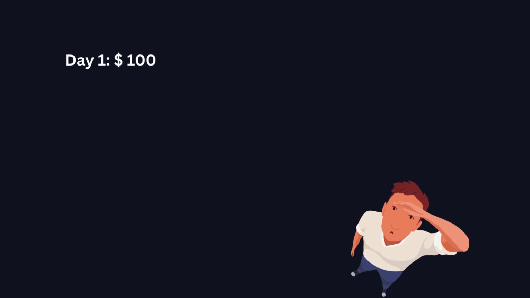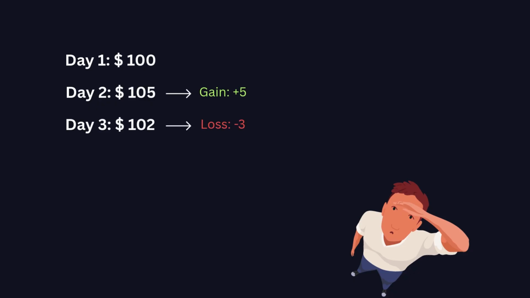So day 1, $100. Day 2, $105. That's a gain of plus 5 points. Day 3, $102. That's a loss of minus 3. Day 4, $106. That's again a gain of plus 4. So you get a list of gains and losses.